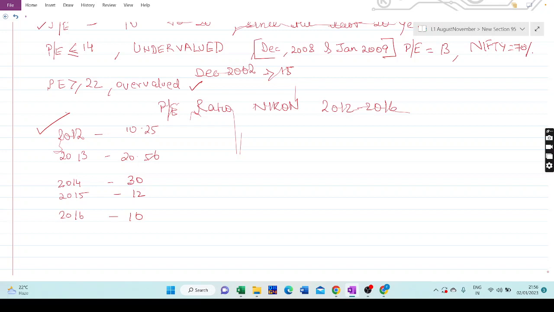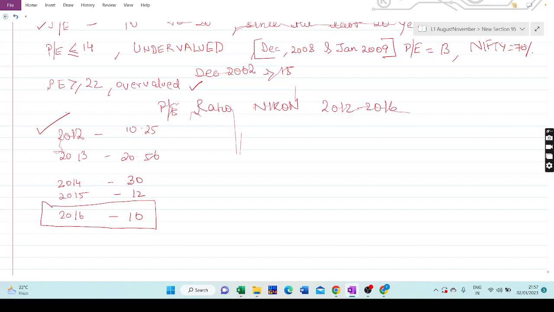Looking at these P ratios, if in 2016 we looked at the P ratios from 2012 to 2015, we would basically say that the P ratio of Nikon is at its historical low in 2016. Can we say this? Yes. So you might feel the stock is undervalued, but it's actually not.